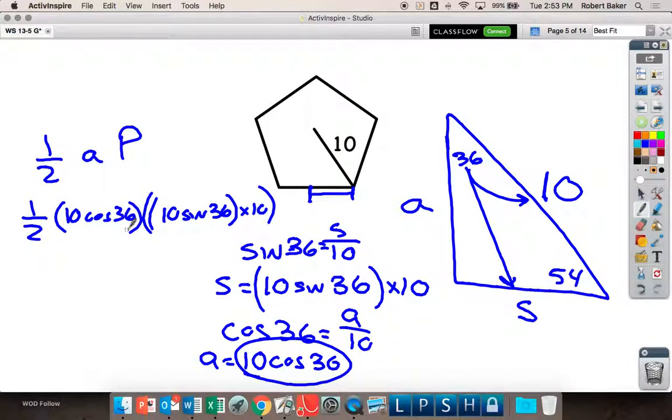So the area of this shape is equal to what? Half, 10 cosine 36 times 10 sine 36 times 10. There is no other way to do it.